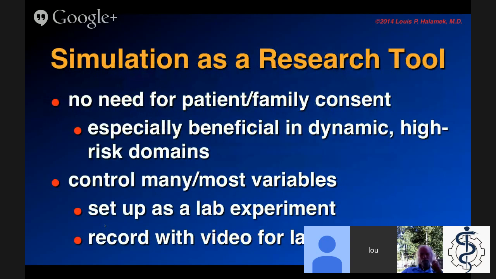What we really want to spend the rest of the time talking about, though, is simulation as a research tool and how we use it at the Center for Advanced Pediatric and Perinatal Education. It's very valuable to us in that we don't need to seek patient or family consent because there are no real patients and no real families involved. This can be a very difficult thing to do when you work in intensive care units like Dr. Yamada and I do, to approach a family who is already under duress because their child is critically ill and to talk to them about a research study. It's much easier to do that in a simulated environment.